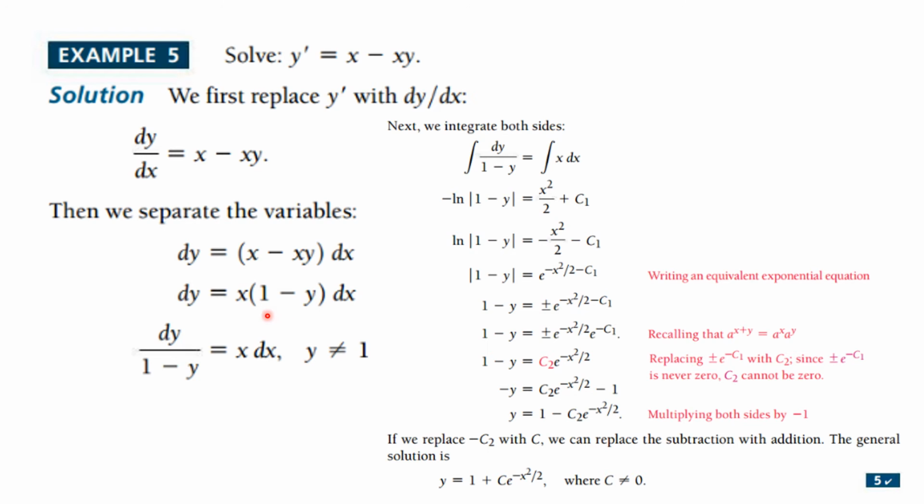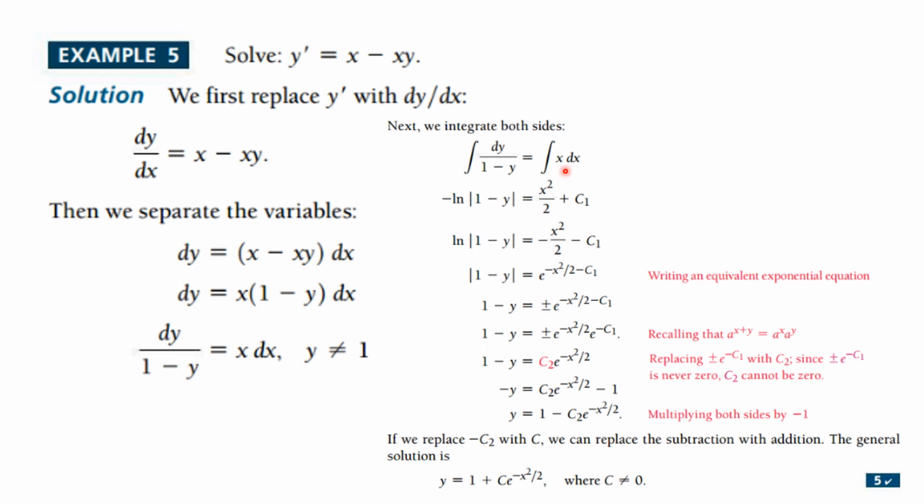Now if we divide both sides by the factor 1 minus y, we get dy over 1 minus y is equal to x dx. And again, you can't have y equal to 1 because you'll be dividing by 0. So that's an important constraint. So now we have a separable differential equation. We have y's here, we have x's here, so we can integrate both sides.